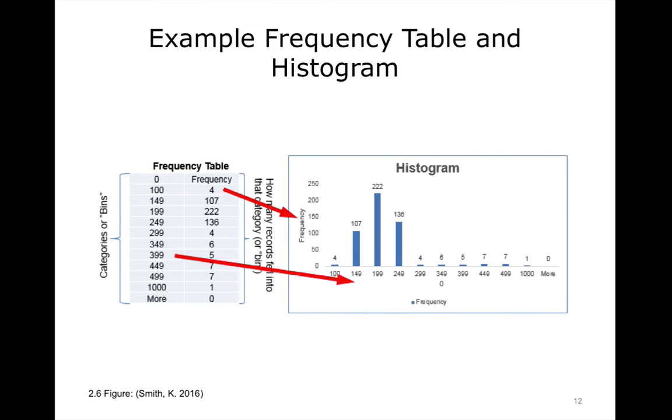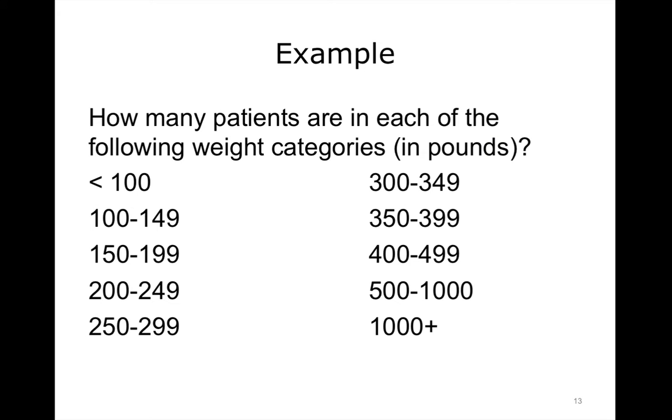On the left is a frequency table, and on the right is a histogram of the same data. The categories or bins from the frequency table are the numbers along the horizontal x-axis of the graph, and the frequencies or counts are the numbers along the vertical or y-axis of the graph. Let's step through the process of creating that table and histogram. We want to know how many patients fall into each category, and then we want to see this as a graph. We'll take our 500 patient weights and set up categories in roughly 50-pound divisions.